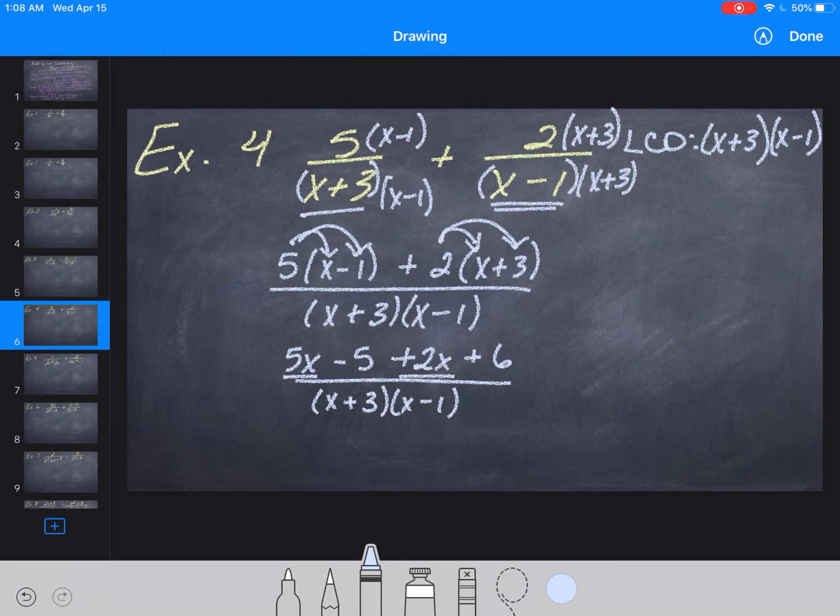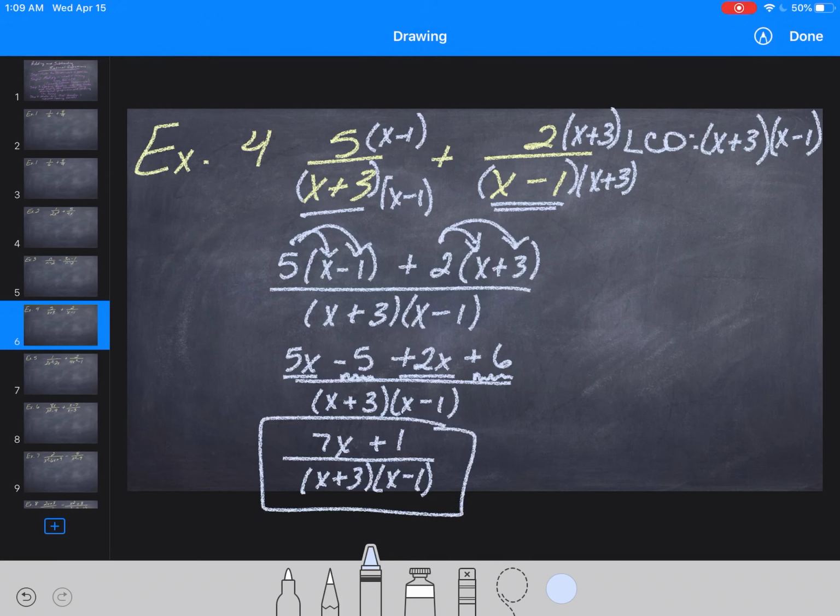Now I'm going to combine like terms. Well, I have a 5x and I have a positive 2x. I get 7x. I have a negative 5 and I have a positive 6. So I get plus 1 all over x plus 3, x minus 1. I look at my numerator to see if I can factor it. 7x plus 1 is unfactorable, so we leave it how it is. And this is my answer.